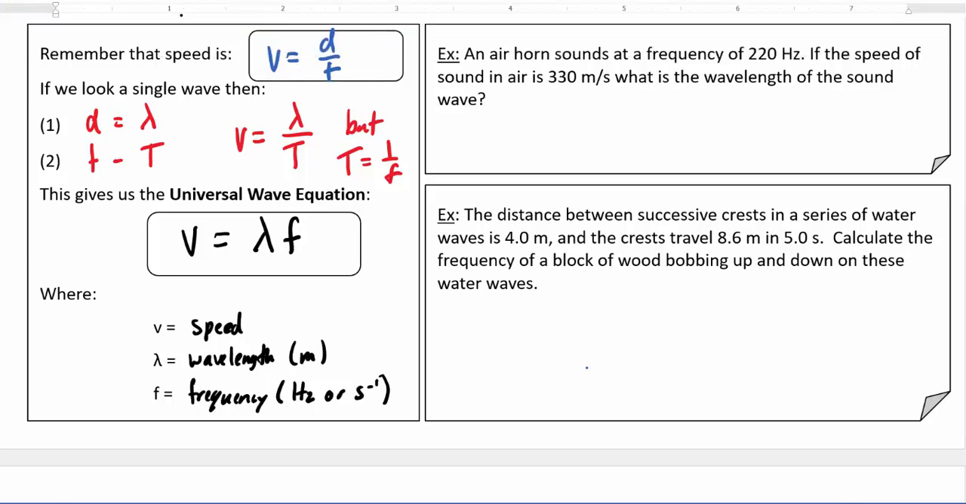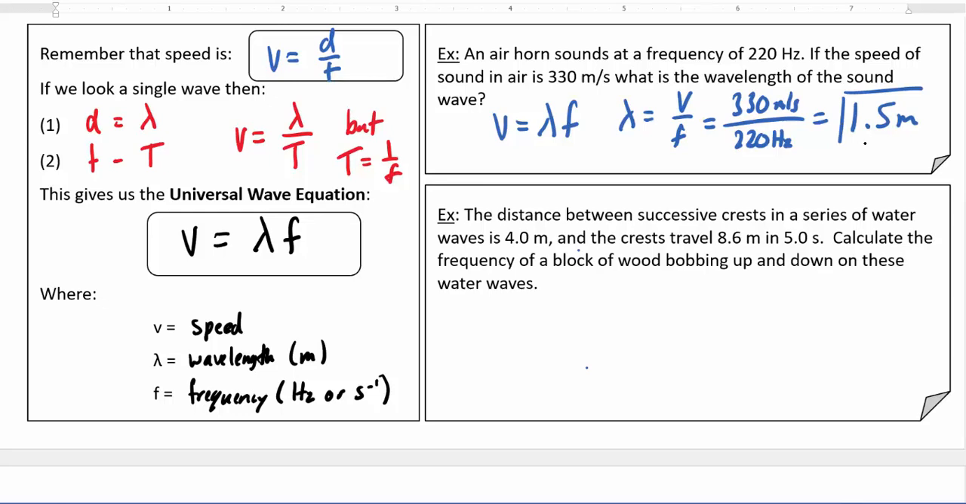Okay, so let's try this formula out with a couple of examples. So an air horn sounds at a frequency of 220 hertz. The speed of sound in air is 330 meters per second. What is the wavelength of the sound wave? So if speed is equal to lambda f, then lambda must be equal to v divided by f. And so we can substitute in 330 meters per second divided by 220 hertz. And so our answer would be 1.5 meters.